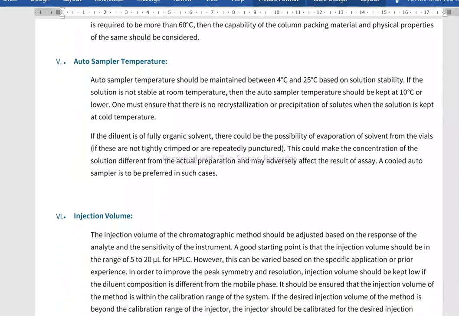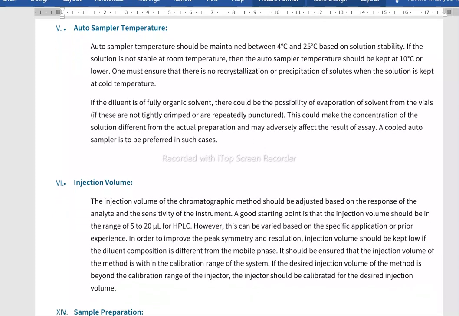Injection volume. The injection volume of the chromatographic method should be adjusted based on the response of the analyte and the sensitivity of the instrument. A good starting point is that the injection volume should be in the range of 5 microliters to 20 microliters for HPLC. However, this can be varied based on the specific application or prior experience. In order to improve the peak symmetry and resolution, injection volume should be kept low.